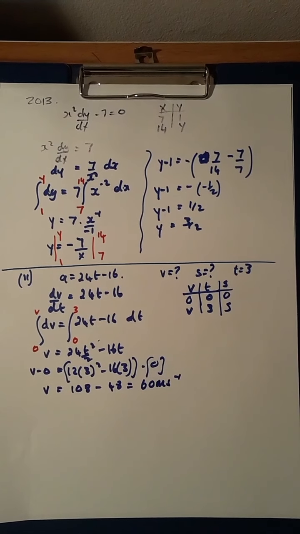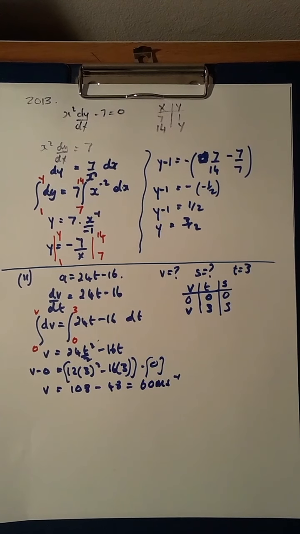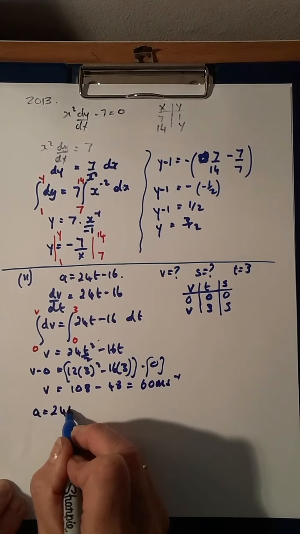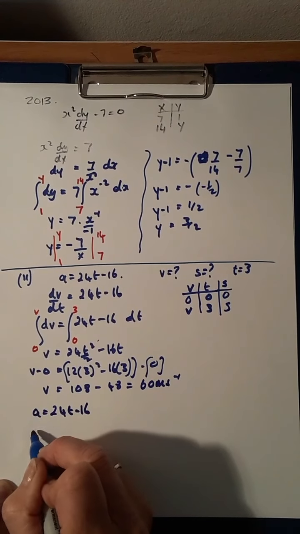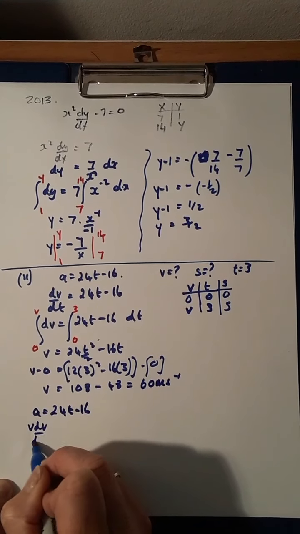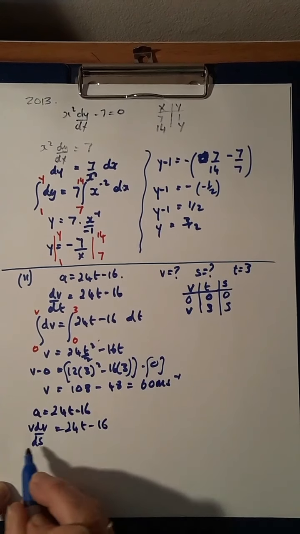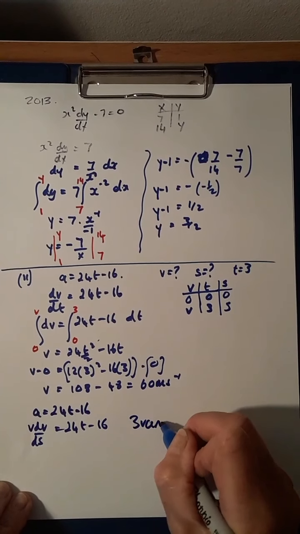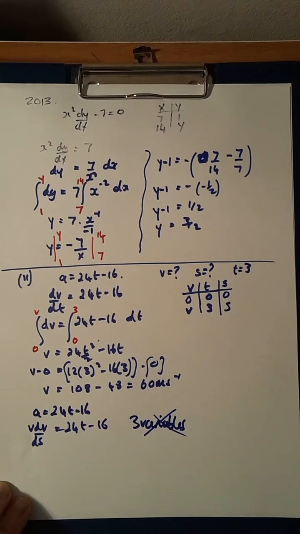Okay, so this time I'm going to change my a. My a is 24t minus 16. I want to get distance, so I could change this into v dv/ds is equal to 24t minus 16. However, then I have three variables, t, v and s. So if I have three variables, then I can't do it. So I need to try something else.